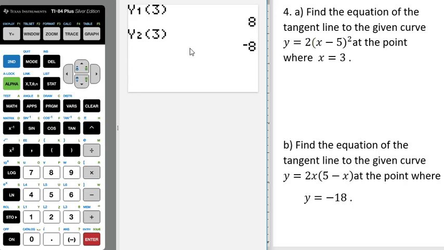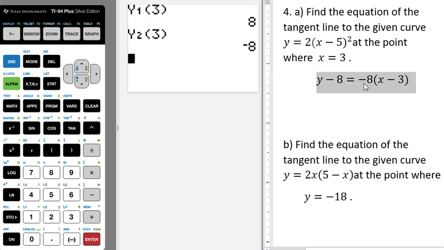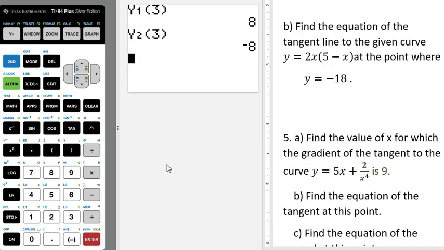Then we use the point slope linear function formula. We can get the equation of a tangent line. So this will be the equation of a tangent line to the given curve at the point where x equals 3. Now let's go to B. Find the equation of a tangent line to the given curve y equals 2x times 5 minus x at the point where y equals negative 18.